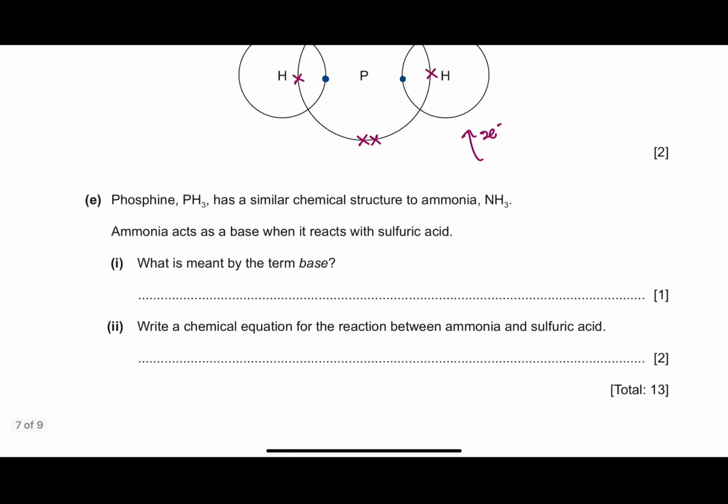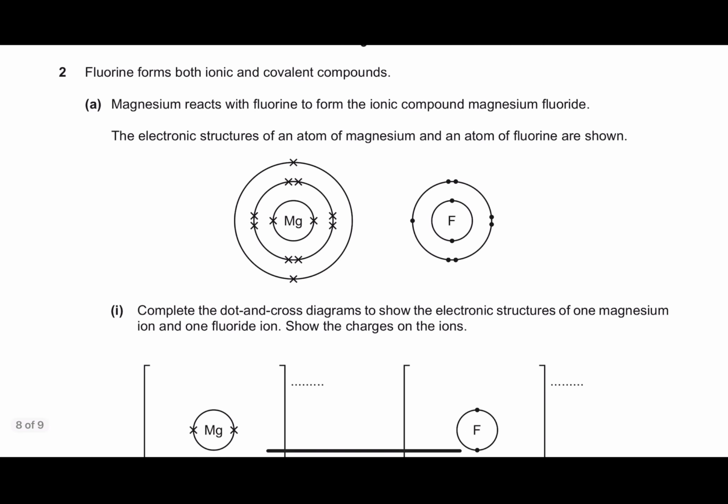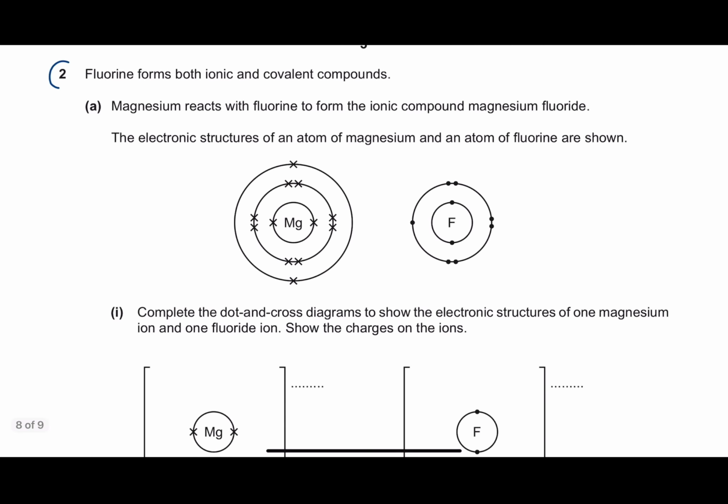Question E says that phosphine has a similar chemical structure to ammonia. Ammonia acts as a base when it reacts with sulfuric acid, and they're asking you the term of base. So this question is also not related to this chapter. It's chapter acid, alkali and base, and I will discuss it in another video. Now this is a question from May-June 2020, question 2.